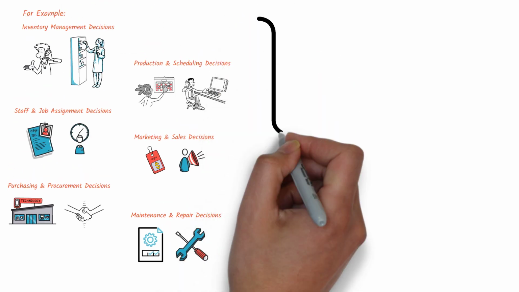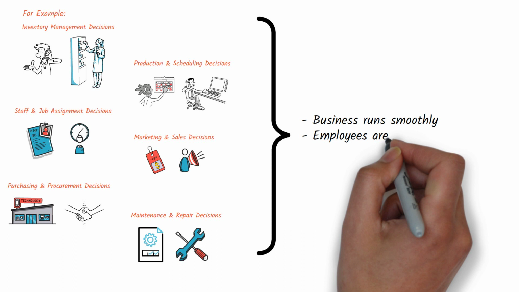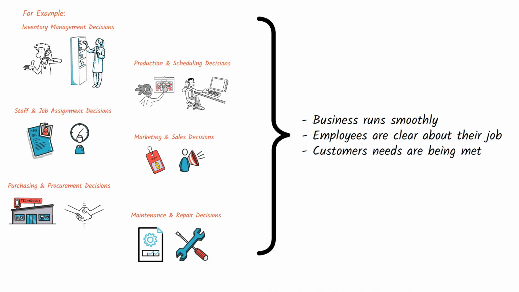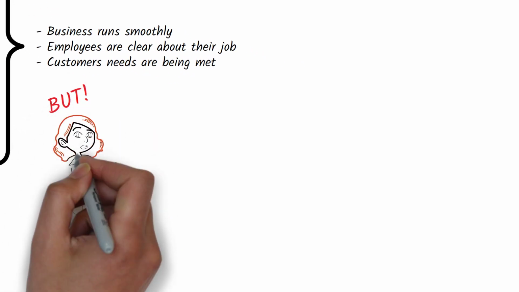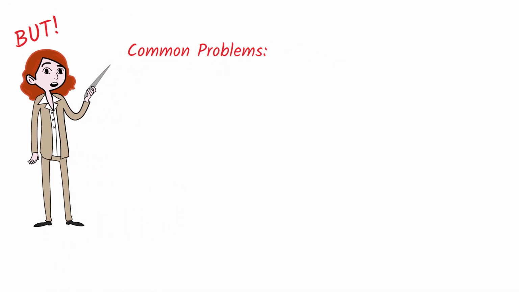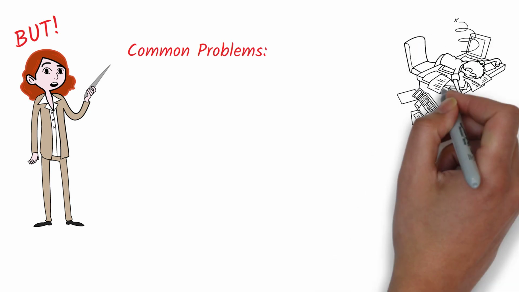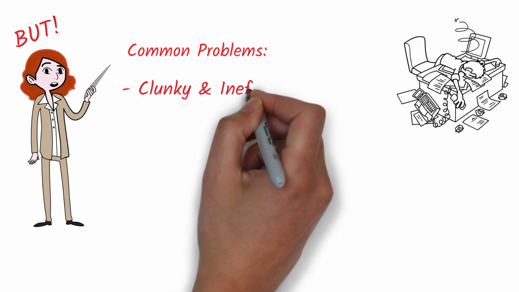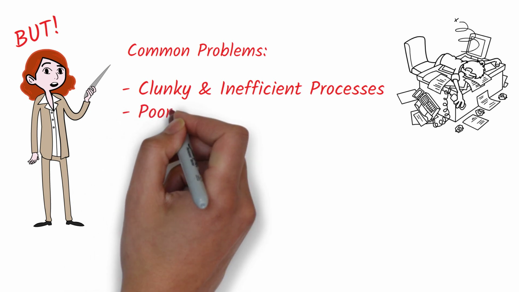As you can see, these decisions are key to ensuring the business runs smoothly. Employees are clear on what needs to be done, and customers' needs are getting met. But this is all easier said than done, and there are a number of common problems that can arise in a small business from poor operational decisions, like clunky and inefficient processes that waste time, energy, and resource and lower productivity and profitability. Poor cash flow management, like having to pay for unexpected expenses or customers delaying payments.